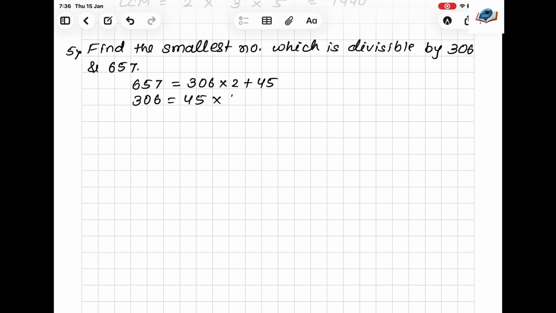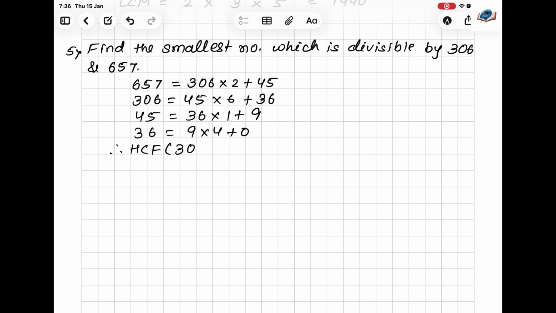306 will be equal to 45 into 6 plus 36. Now 45 will be equal to 36 into 1 plus 9, and 36 will be 9 into 4 plus 0. So therefore HCF of 306 and 657 is equal to 9.